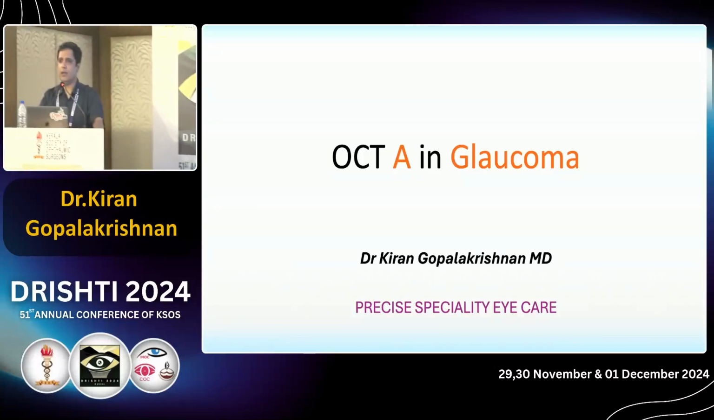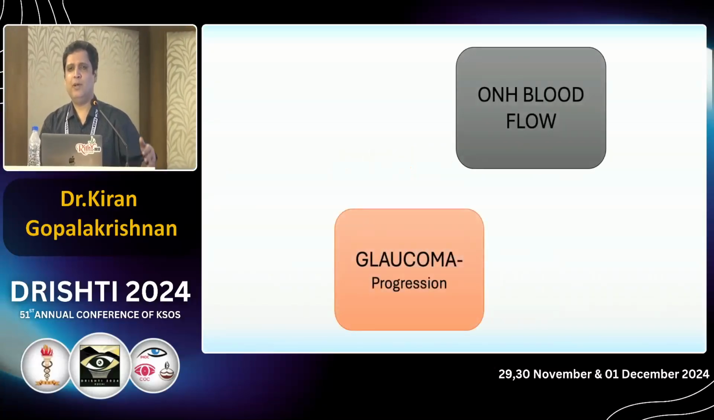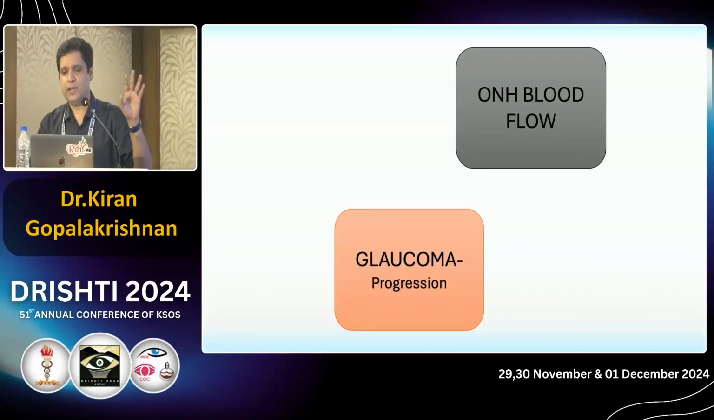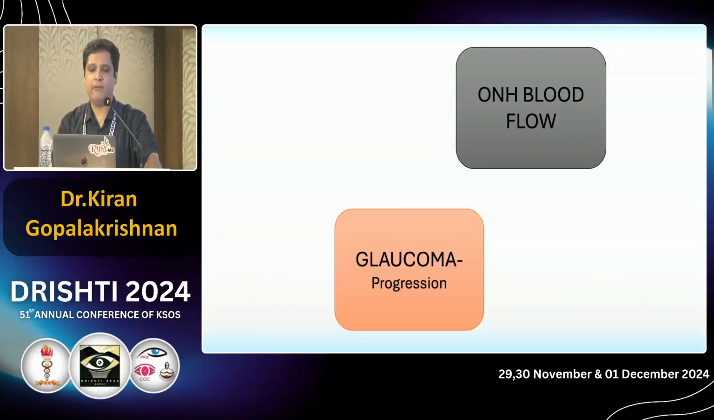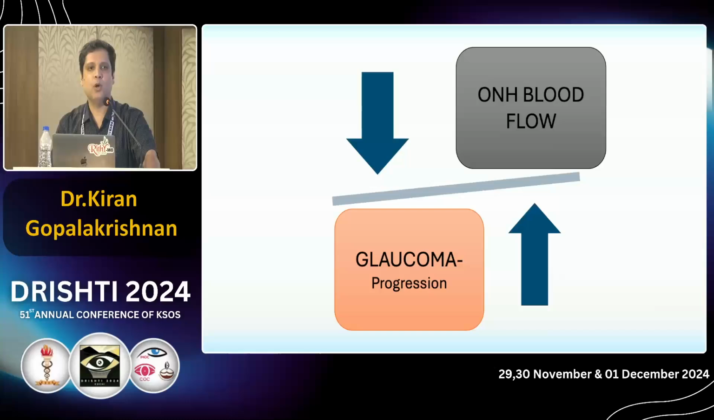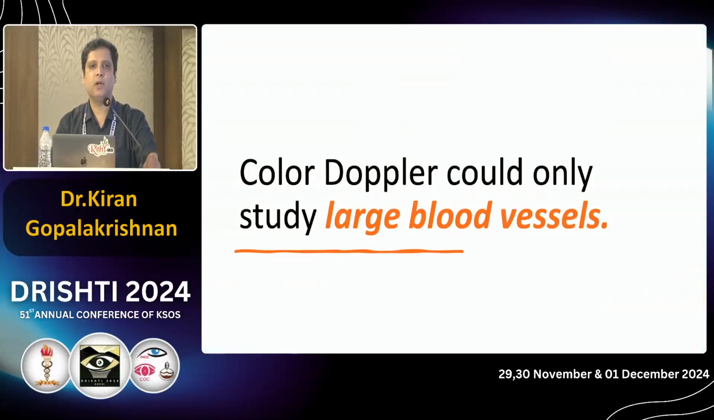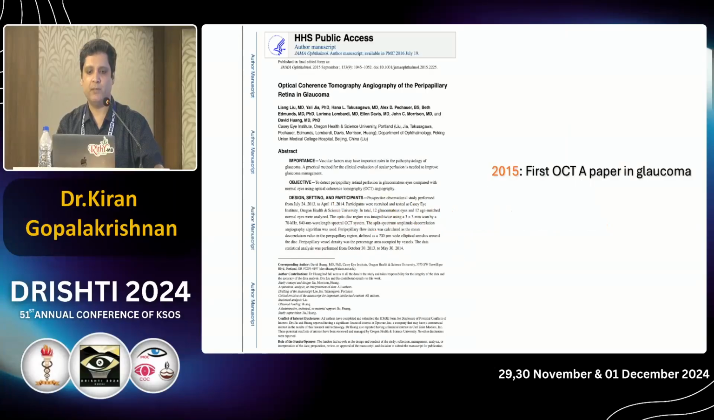So, OCTA in glaucoma. In glaucoma, there have been numerous studies and an emphasis on the optic nerve head blood flow and its correlation to glaucoma progression. But all these studies basically looked at the large blood vessels through color Doppler imaging. With OCTA, you could now image the microvasculature.